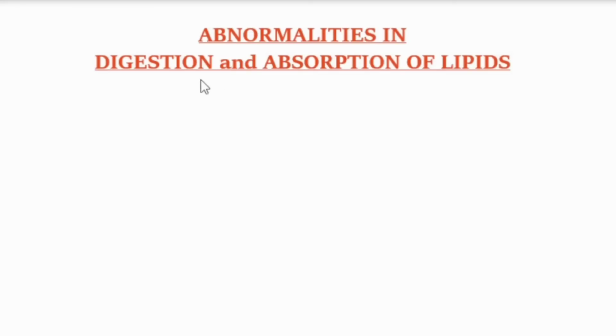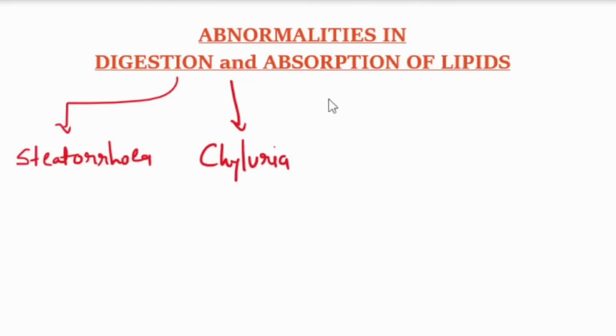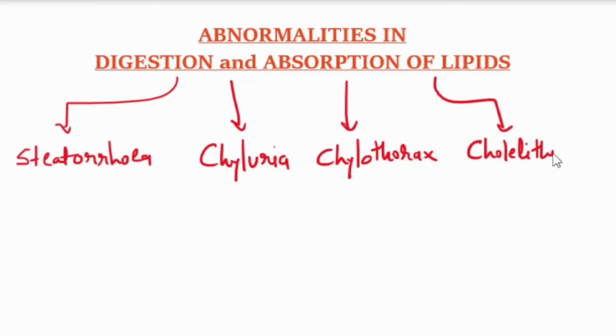There are 4 types of abnormalities. Number 1, steatorrhea. Number 2, chyluria. Number 3, chylothorax. And number 4, cholelithiasis, which means gallstones. Steatorrhea or fatty stool occurs when daily excretion of fat in stool is more than 6 grams per day. Steatorrhea can arise from various causes.